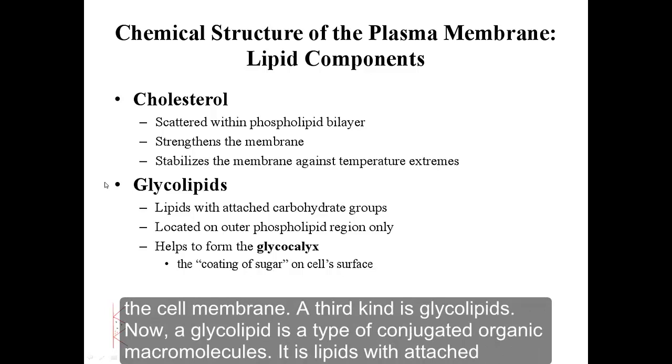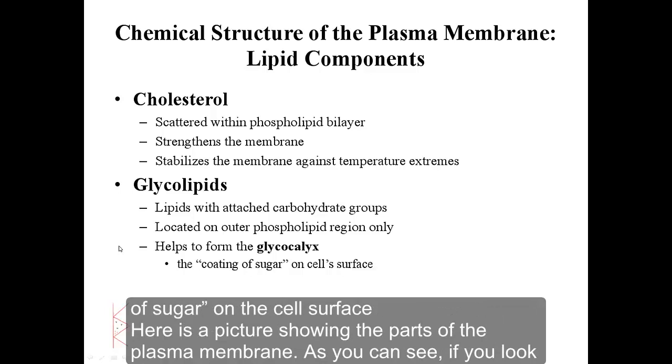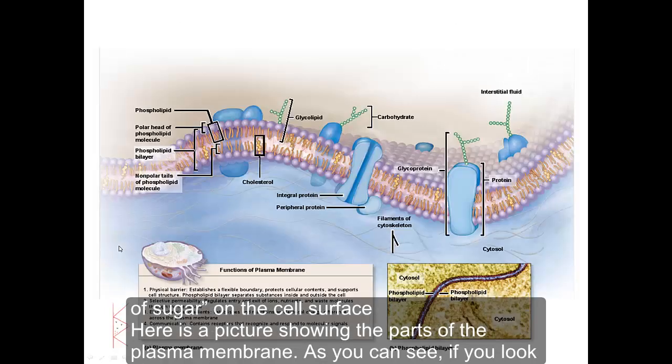A third kind is glycolipids. Now, a glycolipid is a type of conjugated organic macromolecule. It is lipids with attached carbohydrate groups. It is located on the outer phospholipid region only, and it helps to form something called the glycocalyx, or the coating of sugar on the cell's surface.